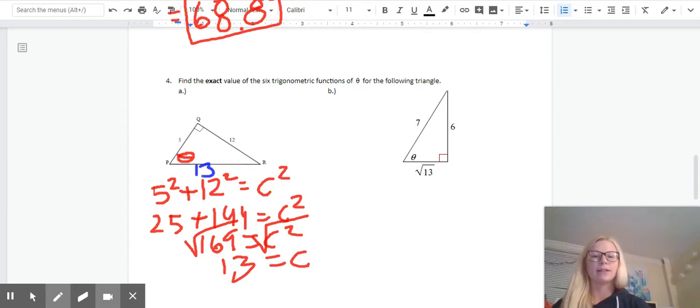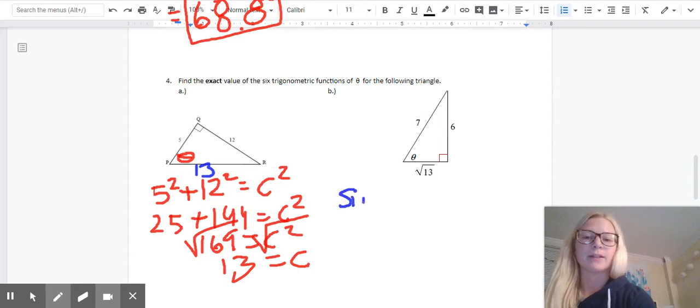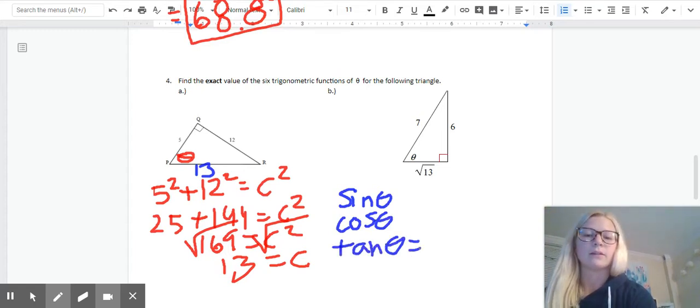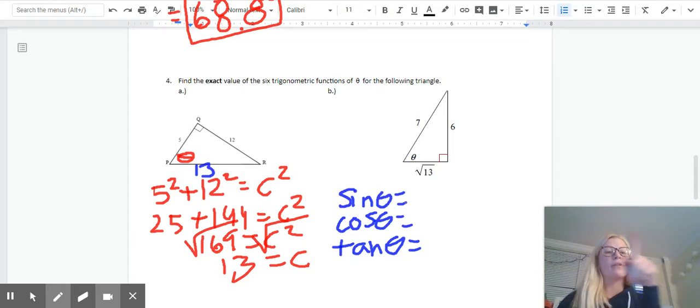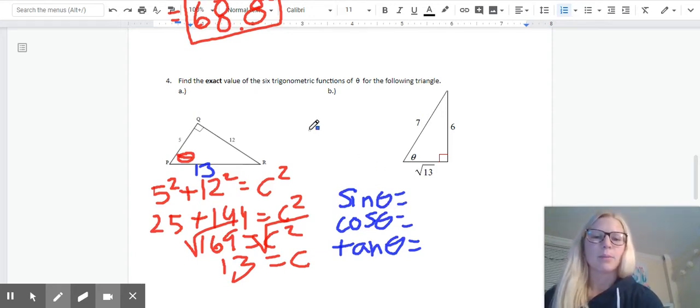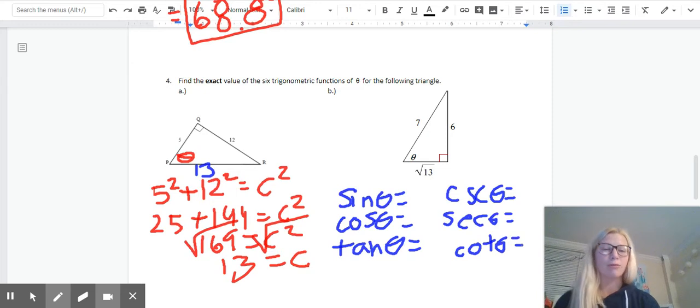Now we have to find the 6 trig functions. We need to find sine of theta, cosine of theta, and tan of theta. Not only that, but we need to find the 3 reciprocal functions, which you should have learned from the notes, are the flip of these 3. So sine matches up with cosecant, cosine matches up with secant, and tan matches up with cotangent. I like to always write it out like this, have them side by side with the ones that they flip with. This makes it easier.